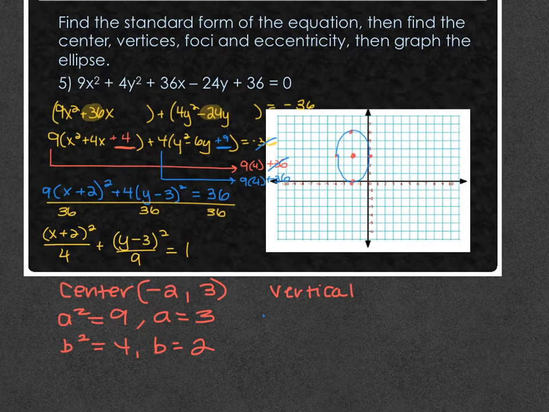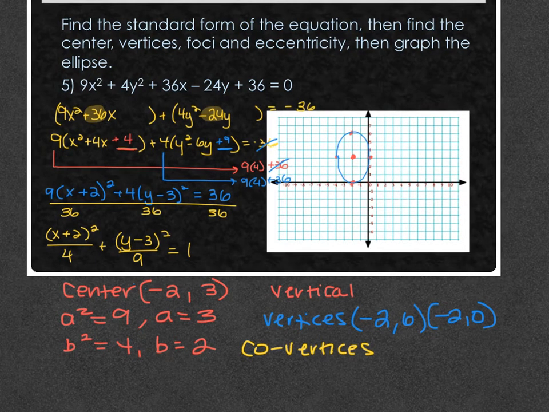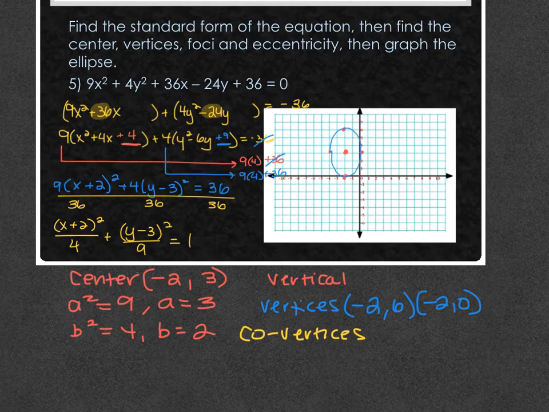So my vertices: I take my initial center and I'm adding and subtracting a. So from the 3, I'm going to add 3 and subtract 3, or look at your graph because it's already done for you. Negative 2, 6 and negative 2, 0. Co-vertices, that's now horizontal. So from my center, I'm going left and right, or adding and subtracting b. Again, it's already on my graph. Negative 4, 3 and 0, 3.